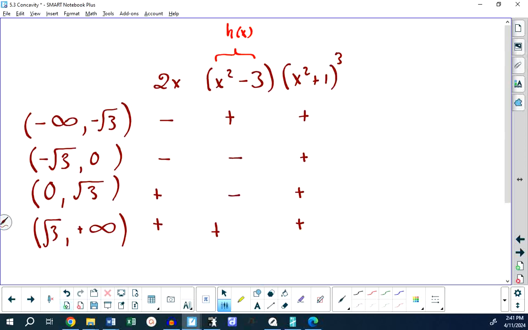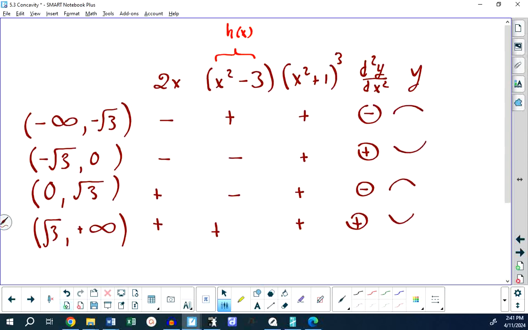So what does this tell us? It tells us that the second derivative is negative, then positive, then negative, then positive. What does this tell us about the function? It tells us it's concave down, then concave up, then concave down, then concave up. What does that tell us about this point here? There's an inflection point. There's an inflection point.